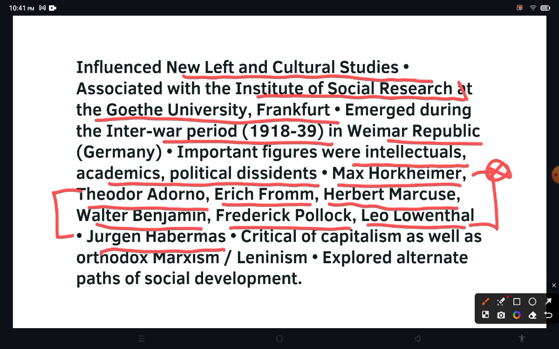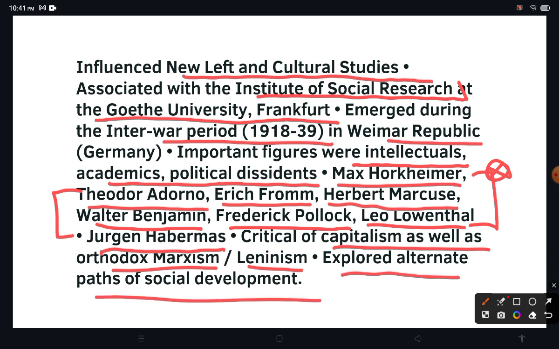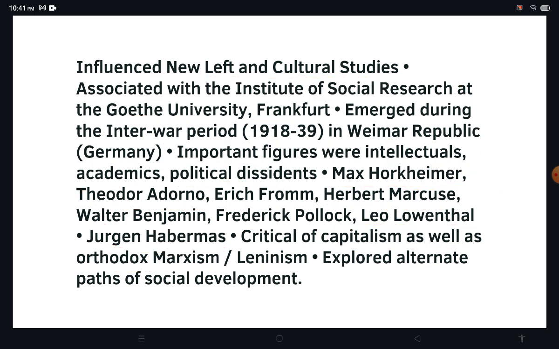School. Critical of capitalism as well as orthodox Marxism and Leninism. So they criticized the orthodox Marxism and Leninism. Explored alternate paths of social development.